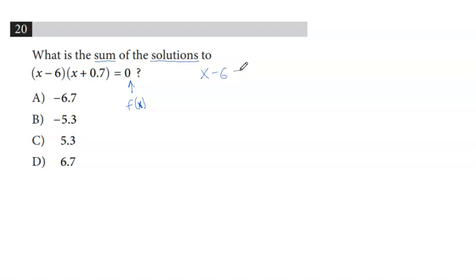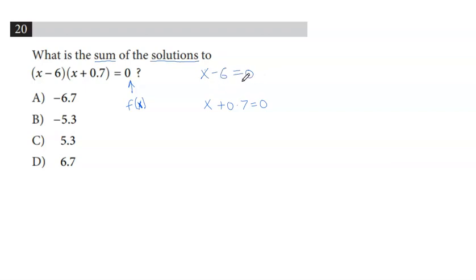x minus 6 is equal to 0, which caused this to happen, or x plus 0.7 was equal to 0. That also could cause this to happen, or both of them were equal to 0, right? So once you do this, then you have to go ahead and just calculate for the value of x in each case. So in this particular case, this is a simple algebra.